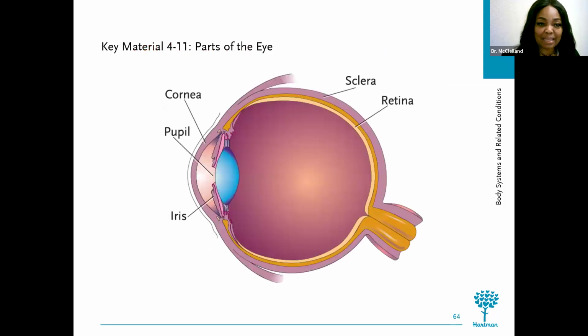Now let's talk about the eye, parts of the eye. You have your cornea, your pupil, iris, sclera, and retina.